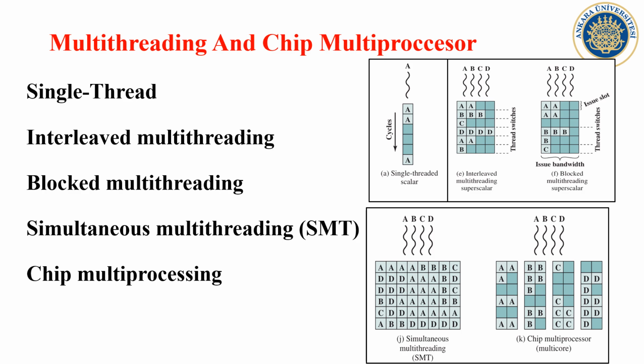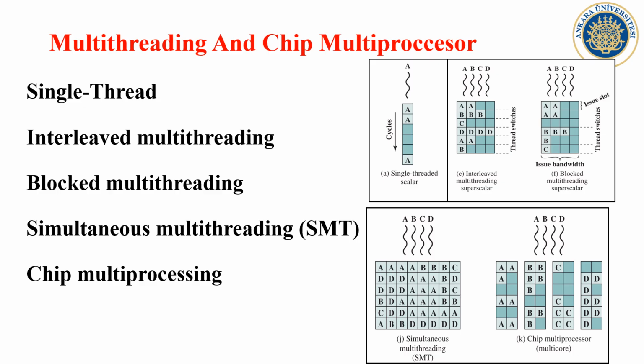Third method, blocked multithreading. A thread runs until it hits a latency, like a memory delay. Then another thread takes over. This may cost a clock cycle when switching. In Figure F, a thread runs until it hits a latency, and then the thread is switched with a loss of one instruction cycle.